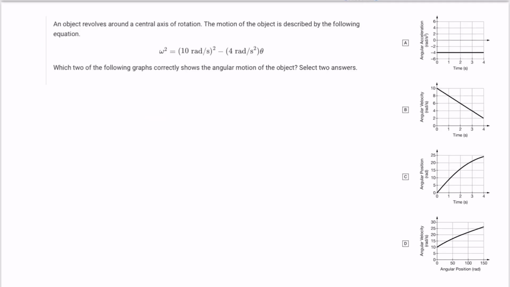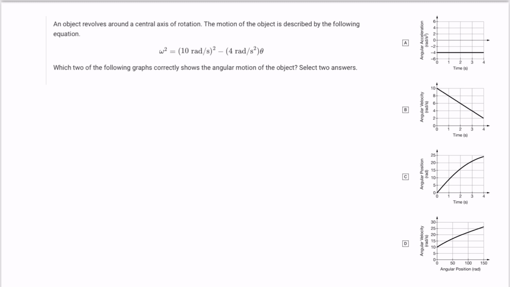In this problem, we have an object that revolves around a central axis of rotation. So think of it like it's just somewhere on a disk that's rotating. The motion of the object is described by the following equation. Omega squared, this is omega final, is equal to 10 radians per second squared. So this is also a value for angular velocity, minus 4, and then the units of acceleration, radians per second squared, times some theta. Okay, so then it says, which two of the following graphs correctly show the angular motion of the object? Select two answers.